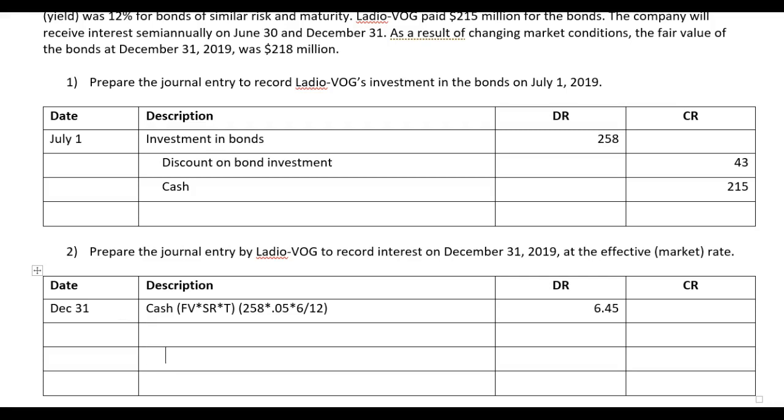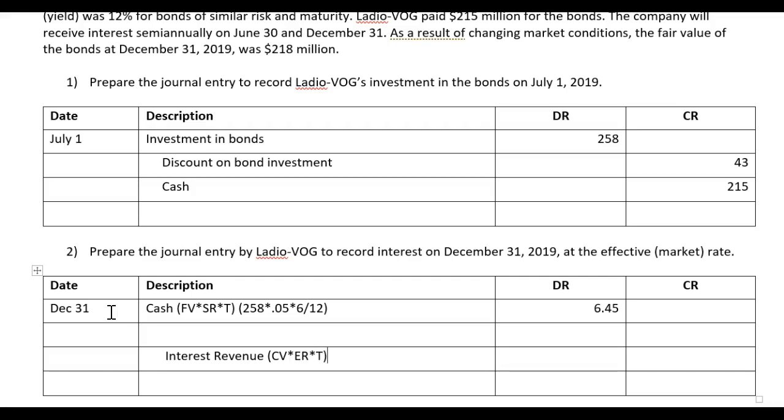So now, what are we going to credit? Well, this is going to be interest revenue. Now, you will see some books call it investment revenue. I prefer to call it interest simply because bonds pay interest. So we're going to go ahead and put interest revenue. Now, to calculate the interest revenue, we're going to use what we call the effective interest method. And what we're going to do is take the carry value of the bond and multiply that by the effective rate, also known as the market rate, times time.